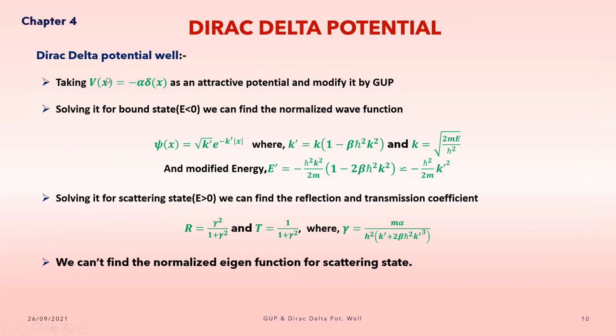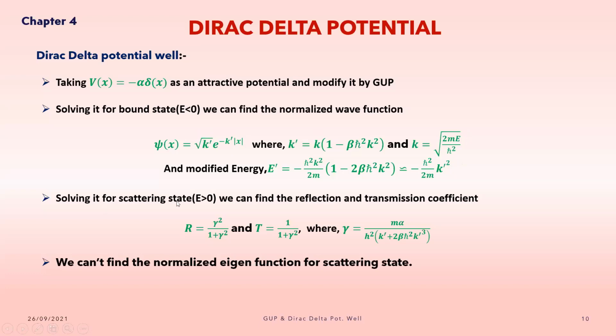So we take V(x) equals minus alpha delta x as an attractive potential. Then we calculate for the bound state, E less than 0. Then we can get a normalized wave function and the modified energy, that is similar to the unmodified case, and in the unmodified case there was k, and in the modified case that k has been replaced by this k prime, and k prime is dependent on k and k is dependent on the energy.